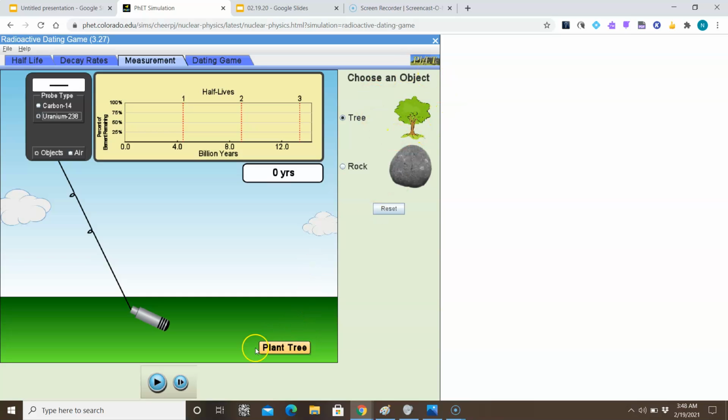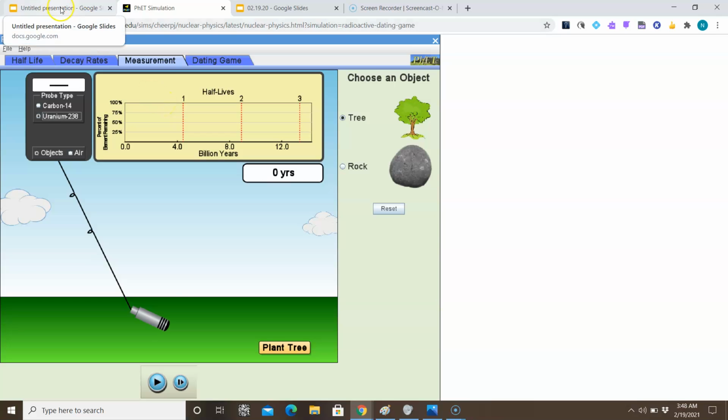So remember, the first thing I do is I plant the tree. And as soon as I plant the tree, you want to monitor the percent of the isotope, either using the graph here or using the white box above probe type, which shows you the percent of radioactive isotopes.